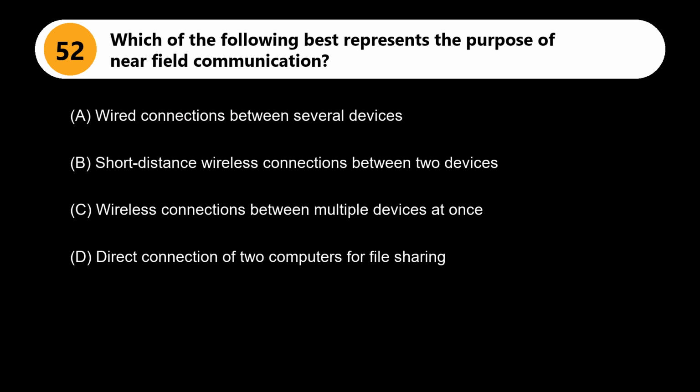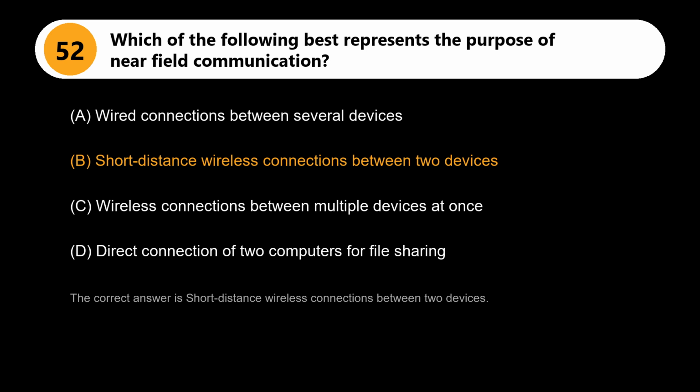Question 52. Which of the following best represents the purpose of near-field communication? Option A, wired connections between several devices. Option B, short-distance wireless connections between two devices. Option C, wireless connections between multiple devices at once. Option D, direct connection of two computers for file sharing. The correct answer is option B, short-distance wireless connections between two devices.